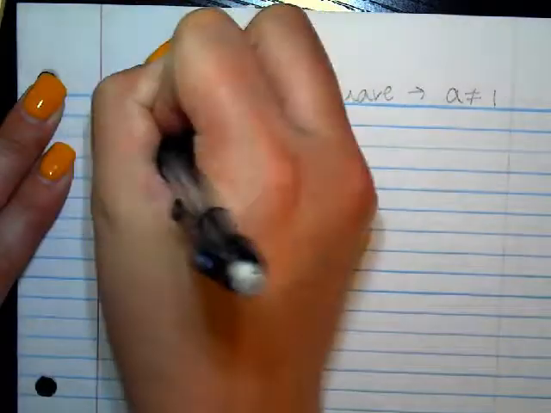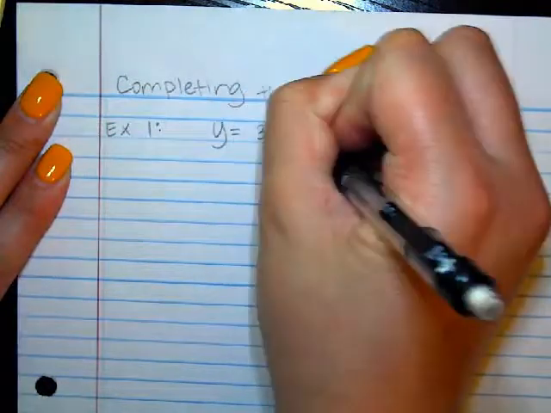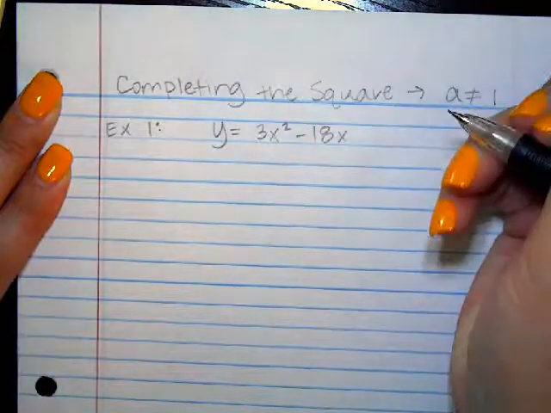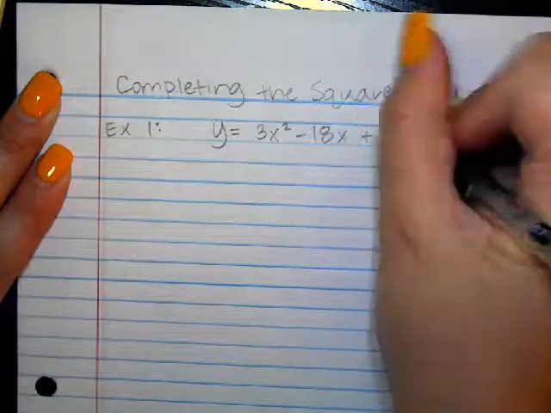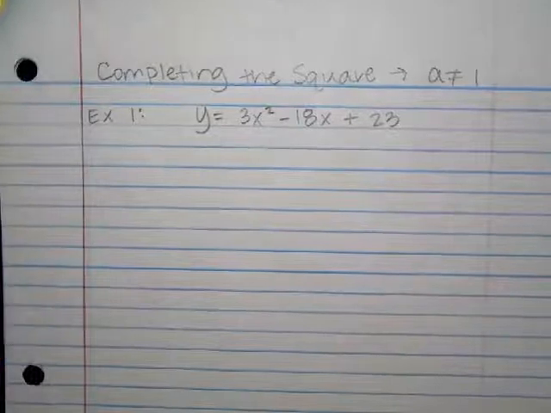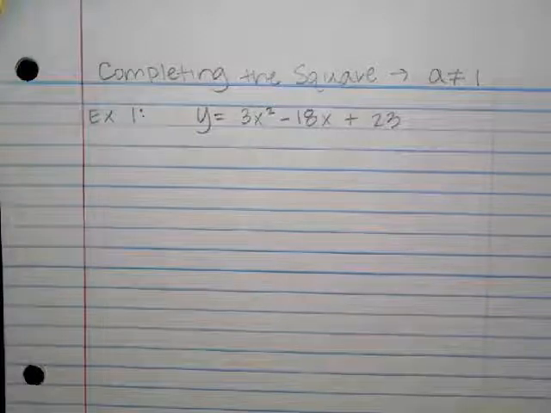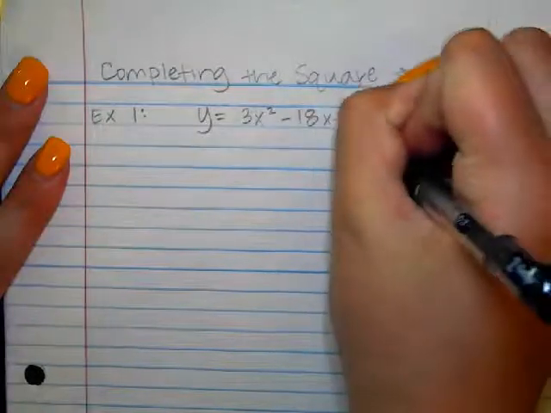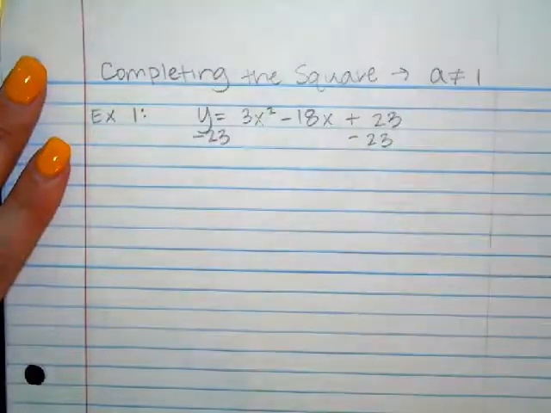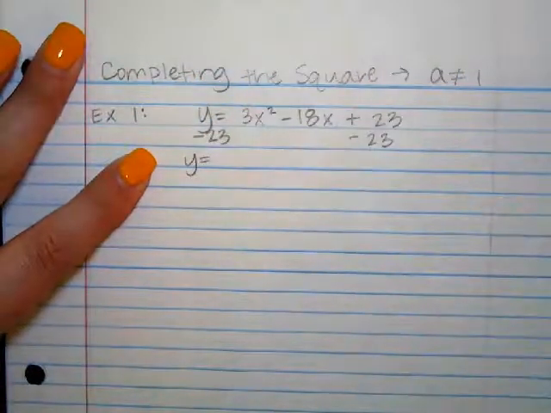Okay. So here is the first problem that we're going to do. Example 1. We have y equals 3x squared minus 18x plus 23. We are going to start the process exactly the same way that we started before. So what is our first step? Subtract the 23. Just like before, subtract the 23. So we've got y minus 23.